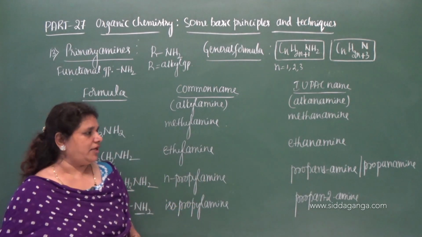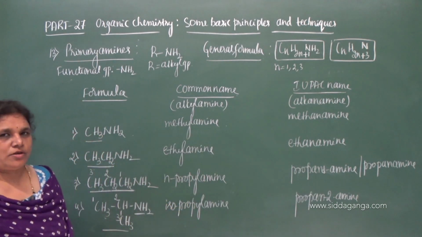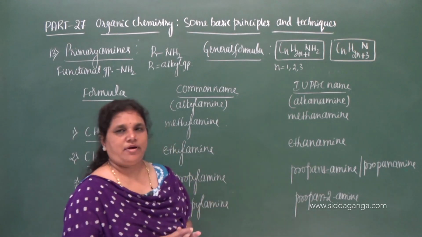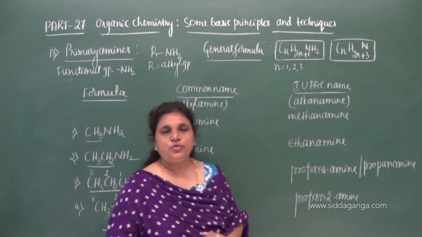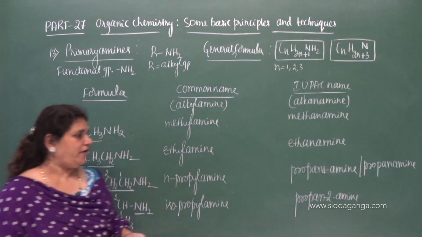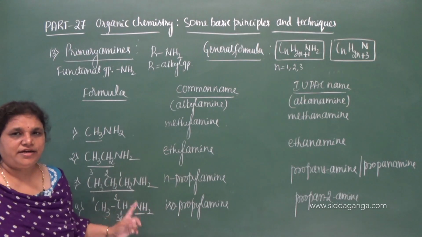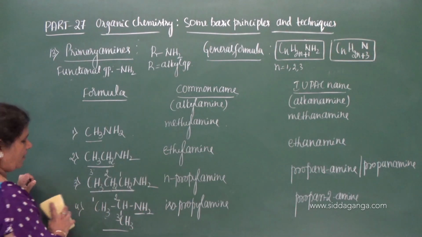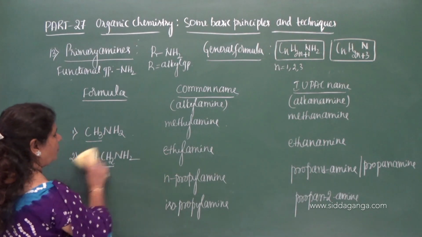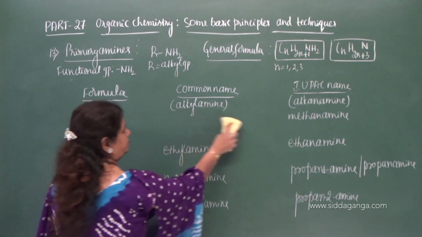I will give the isomerism in the next concept. You need to remember some of these examples: propane-1-amine and propane-2-amine. The position of the NH2 group is different. So, let us move on to the next example. Fourth one done. Move on to the fifth example.